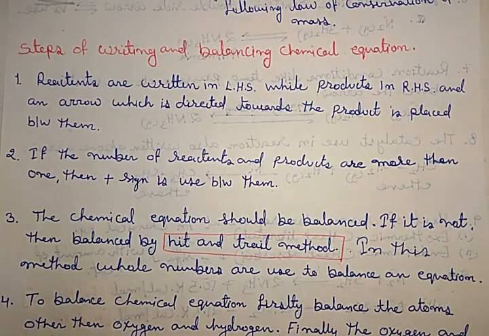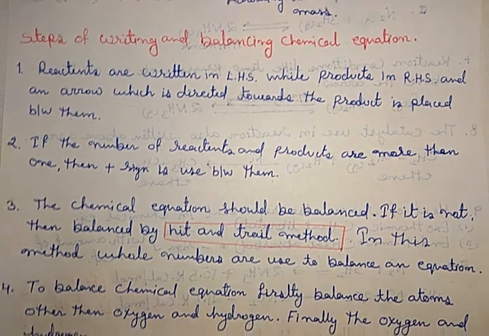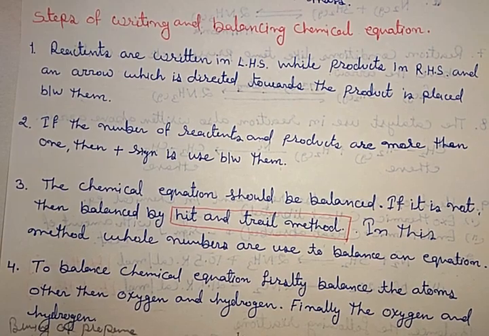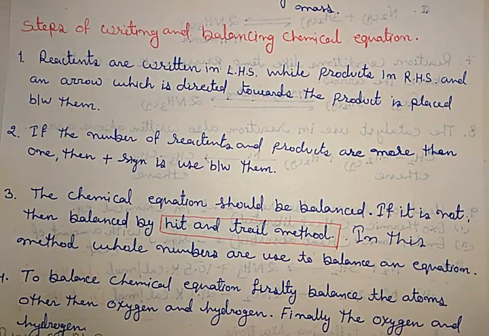Now, in the last class we were discussing the writing and balancing of chemical equations, and I think we discussed 4 points of that. So before moving to the fifth point, let me discuss them again in a short manner. The first point is the reactants are written in LHS while products are in RHS. That means the reactants are written on the left hand side of the equation while the products are on the right hand side.